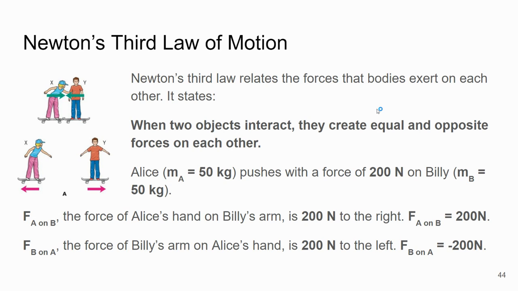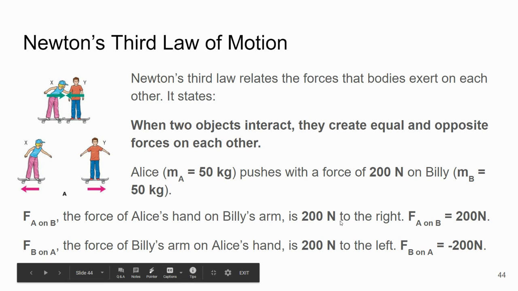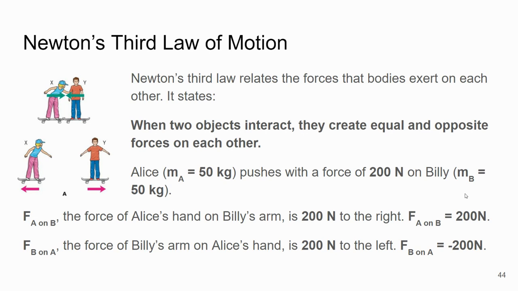So in these pictures, we have Alice and Billy, both of which have a mass of 50 kilograms. And in the top picture here, Alice is pushing on Billy. She's pushing her hand on his arm, and she's putting a force of 200 newtons. So we would write F of A on B, the force of Alice's hand on Billy's arm, is 200 newtons to the right. So we would call that positive 200 newtons. Newton's third law says that if Alice's hand is pushing on Billy's arm, then Billy's arm is also pushing on Alice's hand with the same amount of force, but in the opposite direction. So you can say F of B on A is equal to minus 200 newtons, the minus meaning to the left in this case.